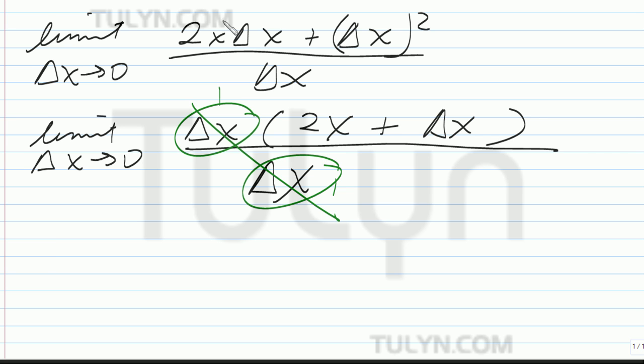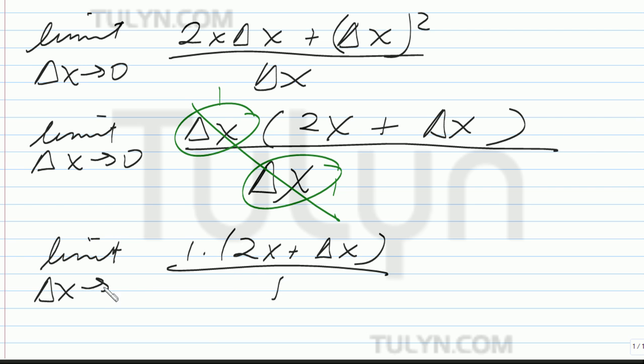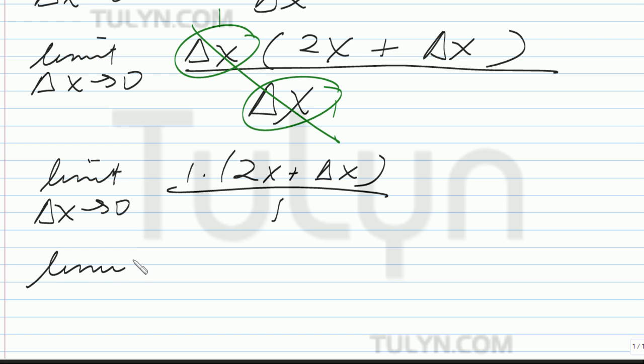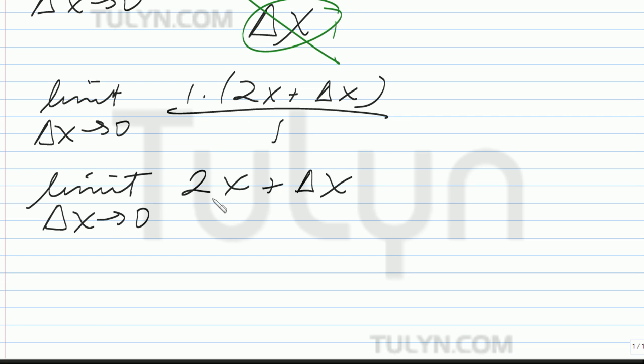So it's going to be the limit of 1 times (2x plus delta x) over 1 as delta x approaches 0. So then it's going to be the limit of 2x plus delta x, right, as delta x approaches 0. So go ahead and plug it in. Whenever you're given a polynomial or binomial, just plug in whatever the delta x is approaching, or the variable is approaching. Plugging in the 0, you're going to get 2 times 0, right, plus 0, 2 times 0 is 0, plus 0 is 0.